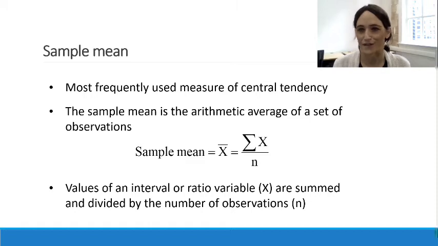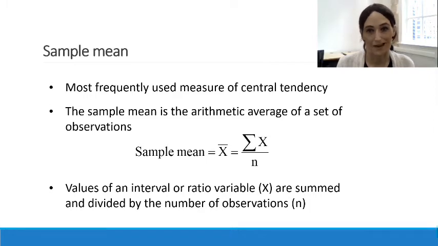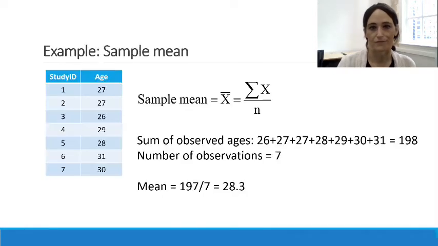Okay, so it looks like a fancy mathematical symbol, but it's really just saying the sum of all of our observations divided by the number of observations. You've done this all before. Values of an interval or ratio variable are summed and divided by the number of observations. So again, a sample mean would not make sense for an ordinal measure or for a nominal measure, but we would use that for interval and ratio measures.